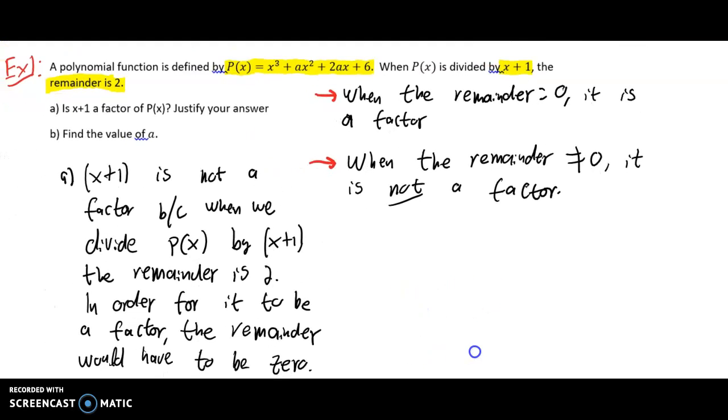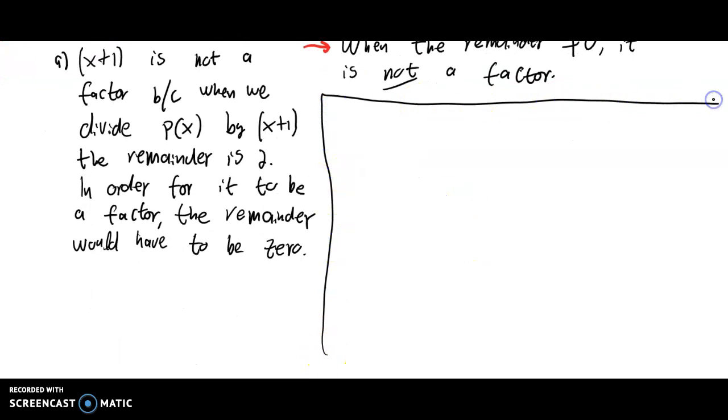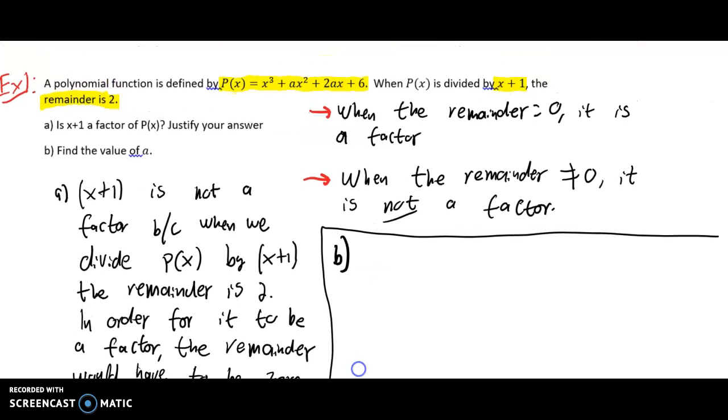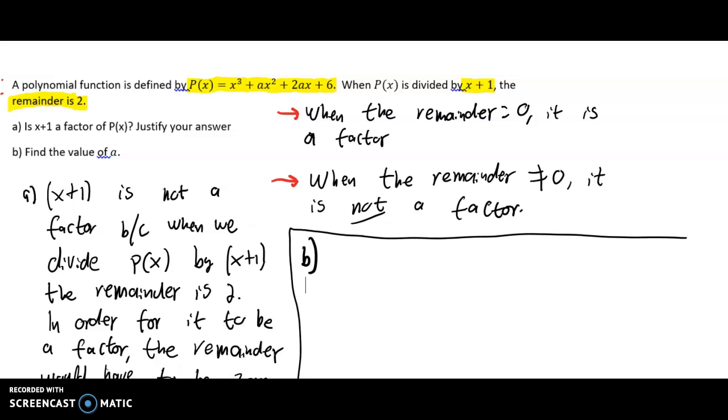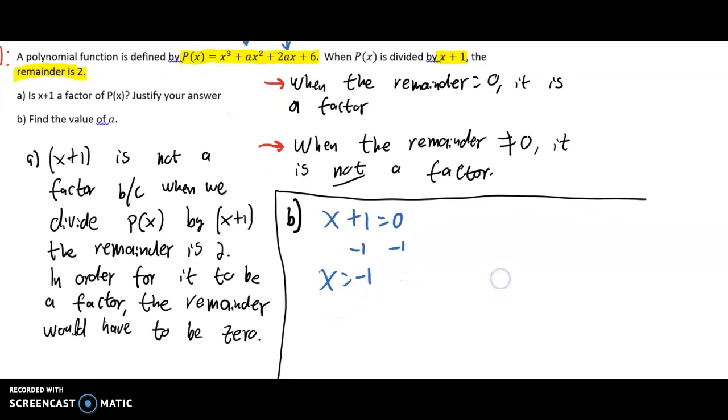Okay. I'm going to block out some space right here. And this is where we're going to do part B. So it says find the value of a. So here's some a's. Here's some a's. All right. A couple things to notice here. The first is if we're dividing by x plus 1, we're going to set it equal to 0 and solve this. That means we're plugging in -1. Remember the remainder theorem? We plug in a number, it outputs the remainder.